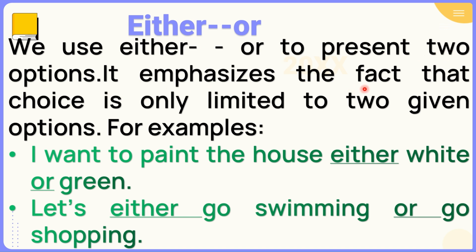We use either or to present two options. It emphasizes the fact that the choice is only limited to two given options. For example, I want to paint the house either white or green. So white or green are two words.